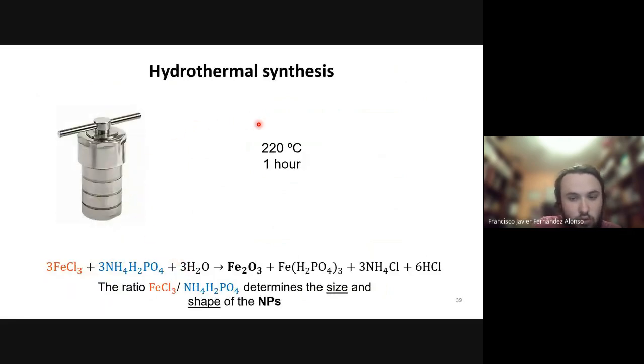So in this case, what we do is we synthesize hematite nanoparticles by a hydrothermal synthesis. We use as precursors iron chloride and ammonium phosphate. And by modifying the ratio of iron chloride and ammonium phosphate, we can determine the size and the shape of the nanoparticles.